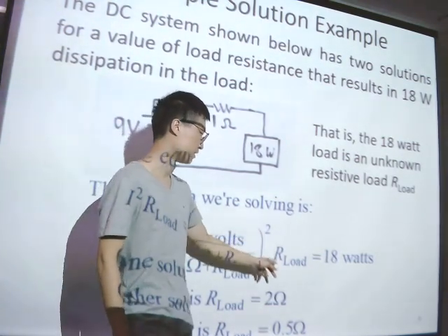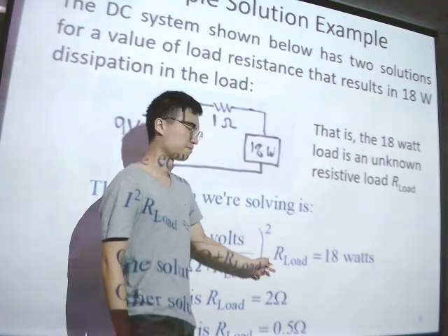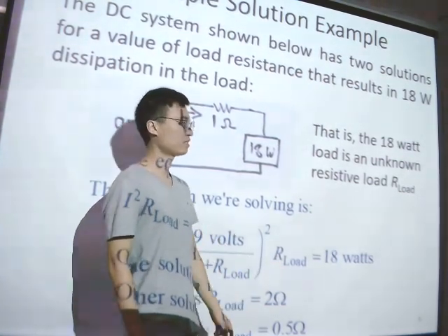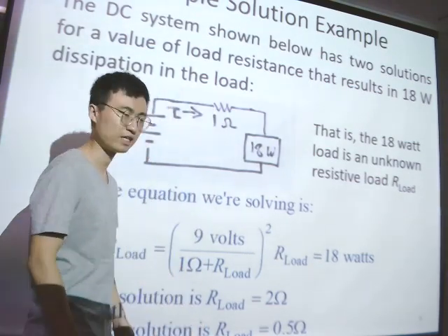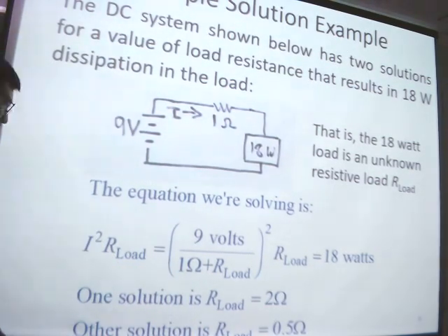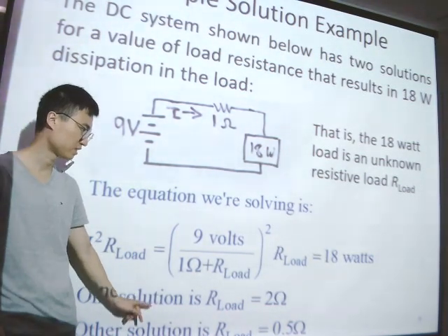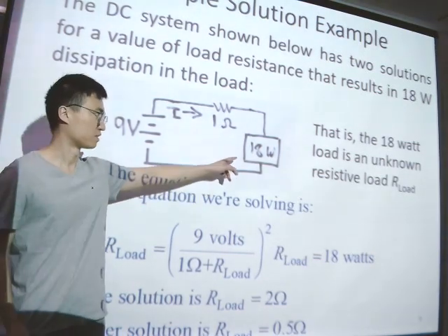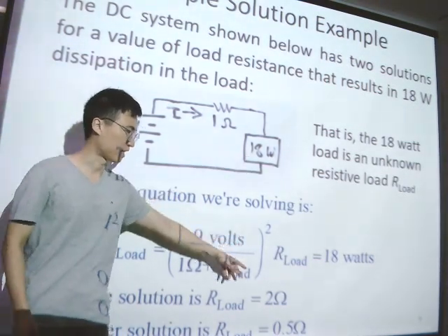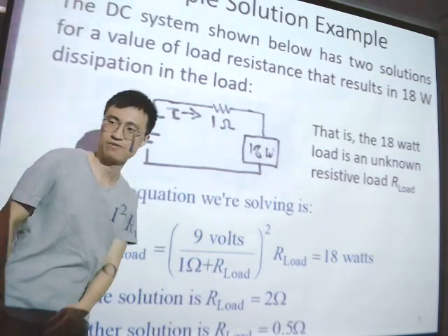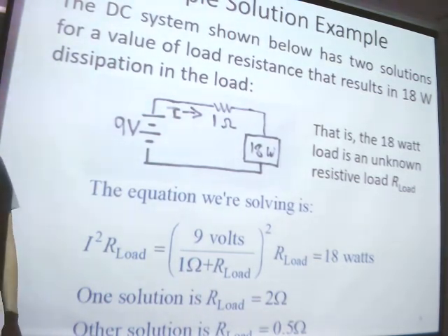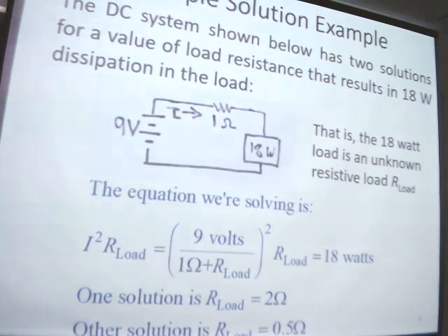So the current is 9 over R of my laptop; the square of this, multiplied by R, is equal to 18. So this is the equation, right? If we solve it, we can get 2 solutions. So the resistance of my laptop can be 2 ohms or a half ohm. Also for the current: if I use I equals V over R, with V equal to 9, so I equals 9 over R.